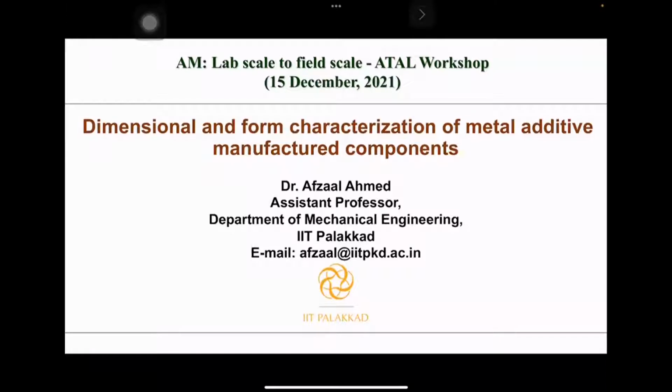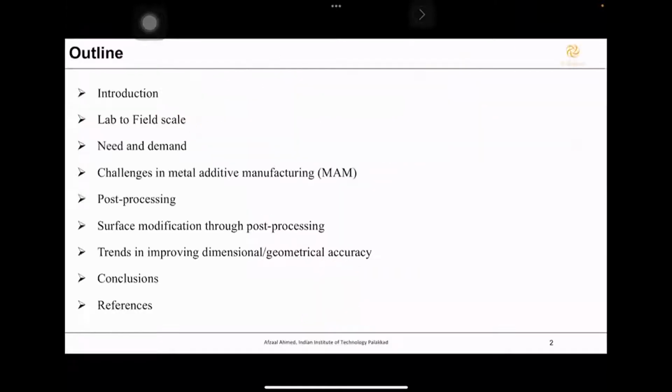So my focus will be on the efforts in the lab scale to make this particular topic of additive manufacturing bigger at the field scale. This is the outline of my presentation. I'll start with the introduction, move on to explain what is lab scale to field scale. Then I'll talk about the need and demand. Where is the need and how is the demand for these components?